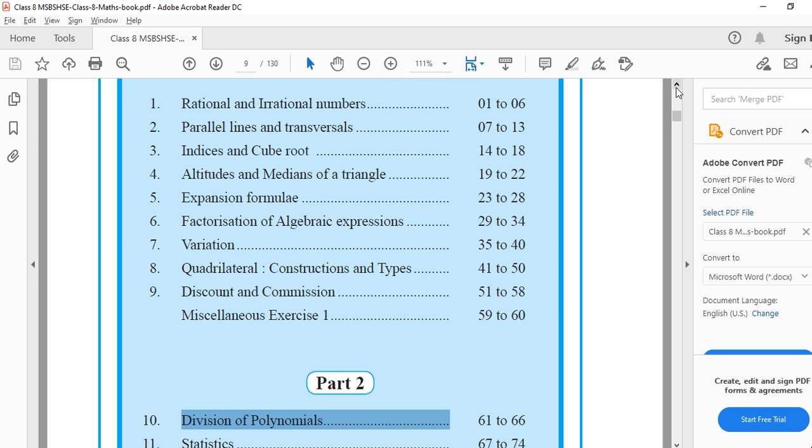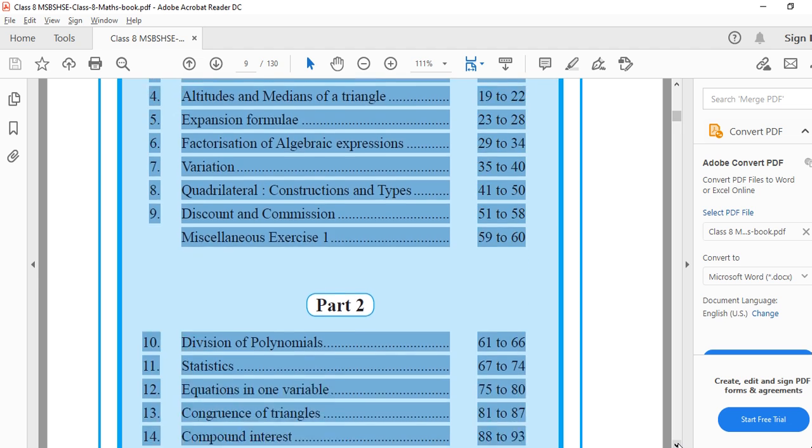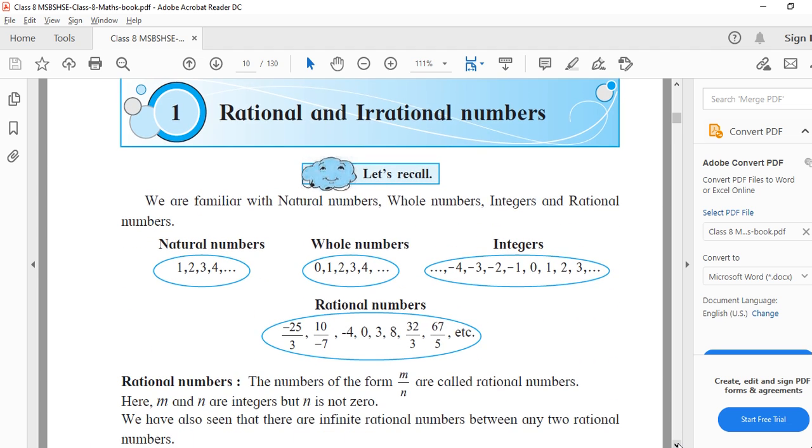Now let's move on to chapter number 1, which is rational number and irrational number. So to start with, let us first understand what is rational number and irrational number. To understand rational number, let us first understand what is natural number. Natural number is any number which is basically a positive number and which starts from 1. So any number after 1 is a natural number, and natural number will always be a positive number.